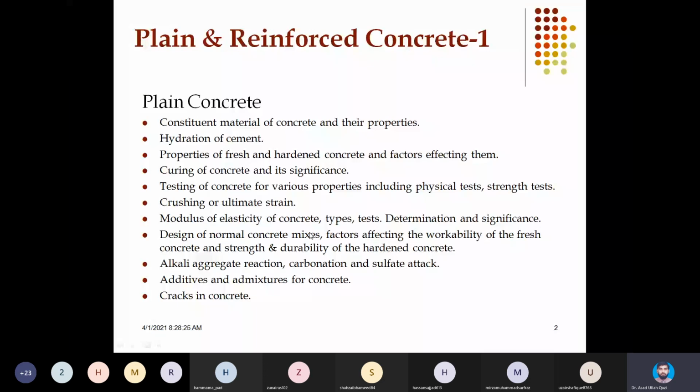So as I said, this subject is very important and very easy as well. It has two portions, theory and lab. In theory, we will talk about reinforced concrete in more depth, design elements in more detail, while in lab portion, more focus will be on properties of concrete, properties of plain concrete.